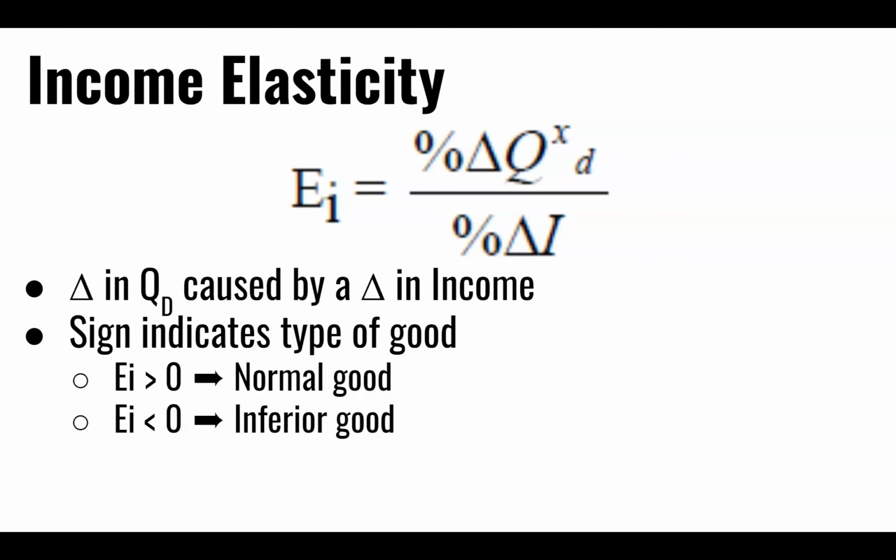And if you're paying attention, you'll have noticed that all of these elasticities follow the same format, essentially, where percent change in quantity demanded is always in the numerator at the top. So hopefully that helps you keep them straight. So in this case, again, sign matters. If it's a positive number, then it's a normal good. If it's negative, it's an inferior good.